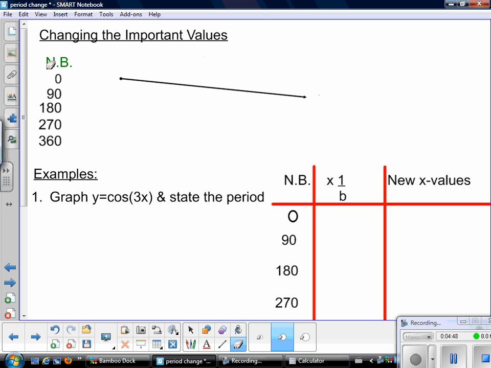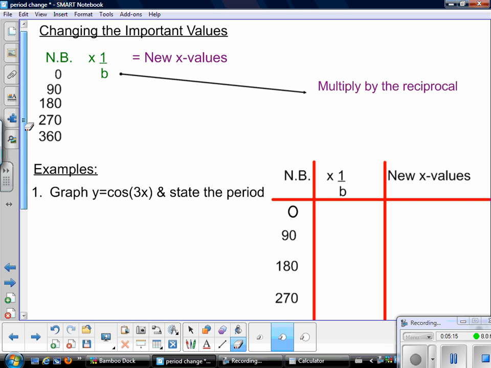I believe it's short form in Latin, I believe. And what we're going to do is multiply those important values by the reciprocal of b, because it's going to take less amount. And what we end up with are our new important values. So let's take a look at some examples. You can see how it works.